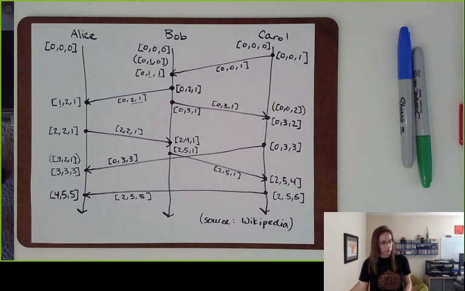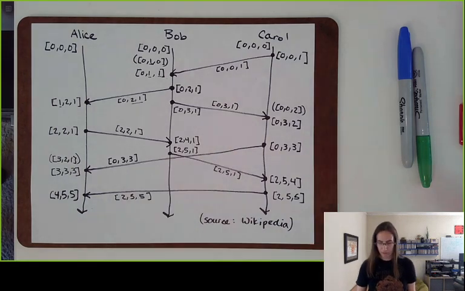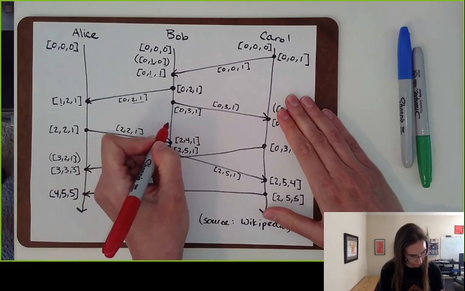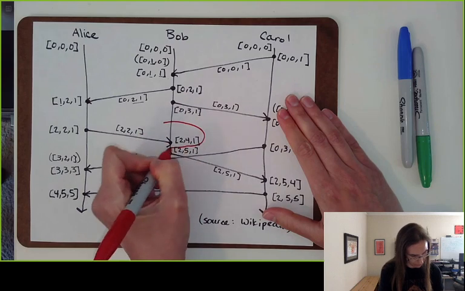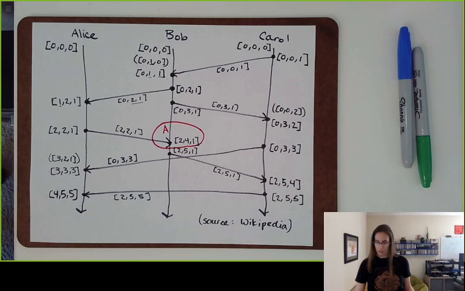Okay, so now that we've gone through this rather tedious process of assigning vector clocks to every event here, let's go back and look at a couple of events and see what the vector clocks tell us about those events. So here's an event on Bob right here. I'll call it event A. Look at event A. What if I wanted to know which events happened before event A?